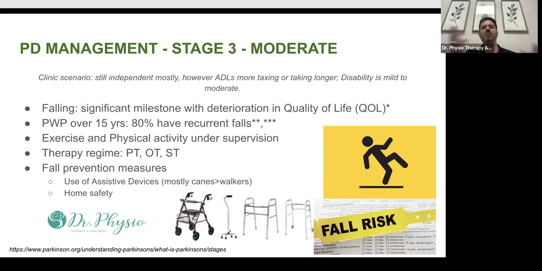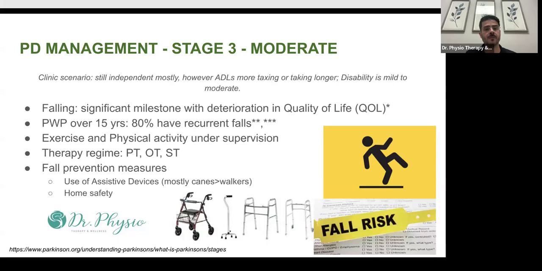And then you don't move well because you broke a bone, broke a hip, and because of that lack of mobility, you have a further deterioration of your functional mobility and your strength, and the quality of life gets impacted. All right. So in people with Parkinson's disease over 15 years, 80% of them have recurrent falls.